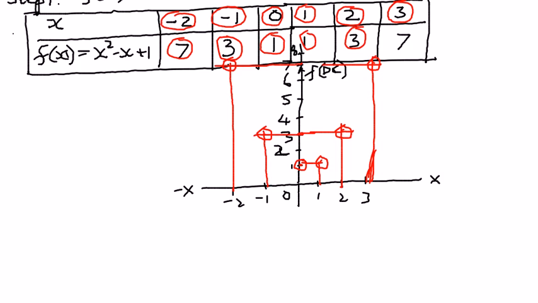So let me get another color. When we join these points, it is going to be a curve, and this curve is called a parabola. It is going to look like a curve like that, and these types of curves are called parabolas.